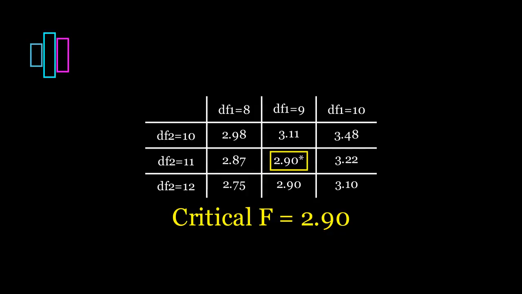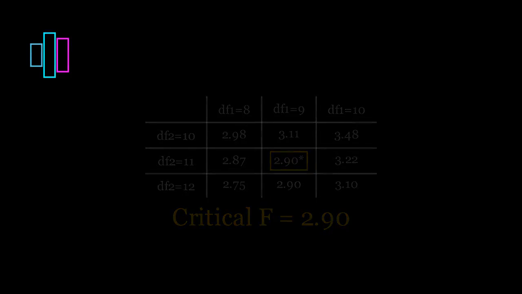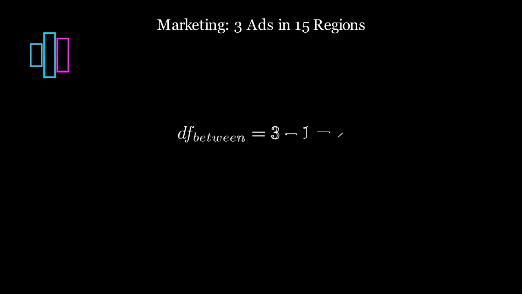If your calculated F statistic from the actual data is greater than this critical value, you reject the null hypothesis and conclude that the variances are significantly different. Let's take a more complex scenario. A marketing agency testing 3 different advertising designs across 15 different regions. This is a classic one-way ANOVA.